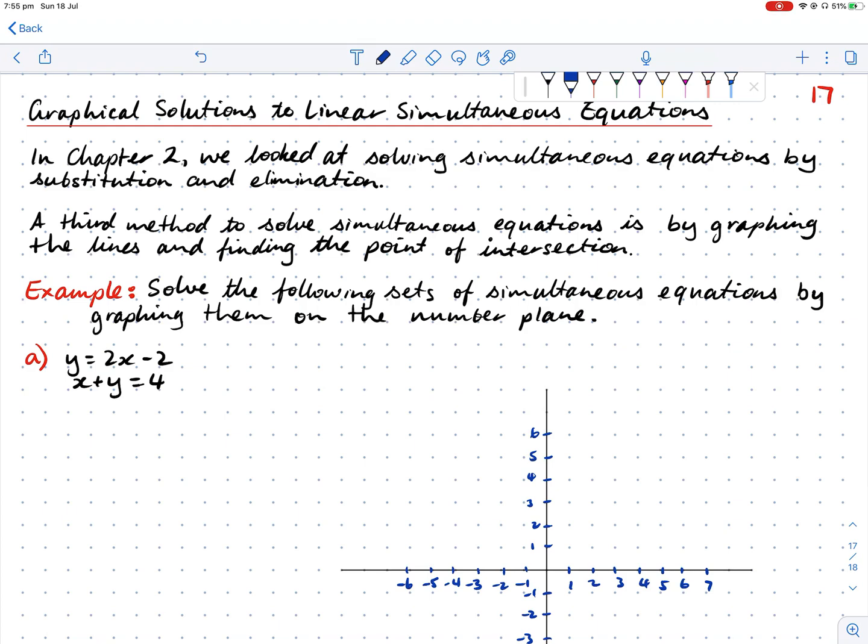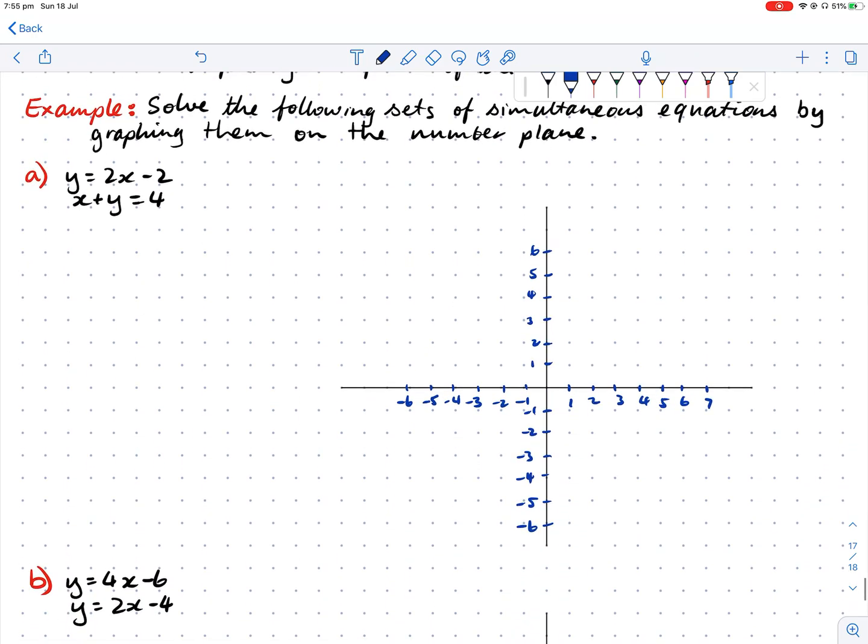This is a less accurate method, like we could see when we were looking at using graphs to interpret data. Sometimes you may not get a perfect answer. You can get much more accurate results by solving the algebra. But this is another method that we can use. So first we need to graph two lines in order to find where they cross over.